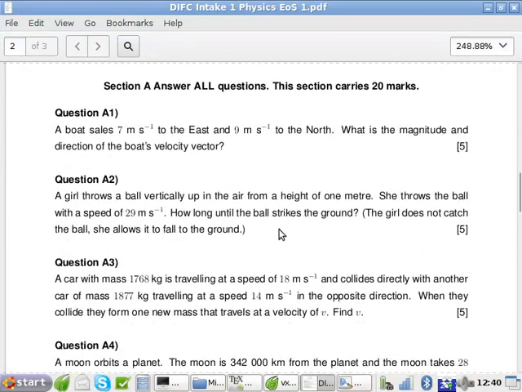Okay. So the first question, if you remember it: a boat sails 7 meters to the east and 9 meters to the north. What is the magnitude and direction of the boat's velocity vector?